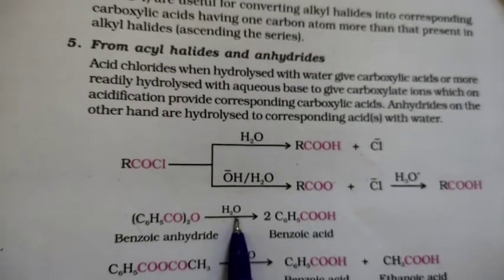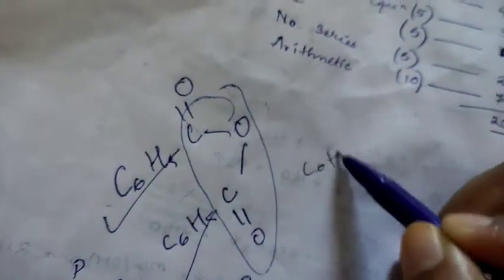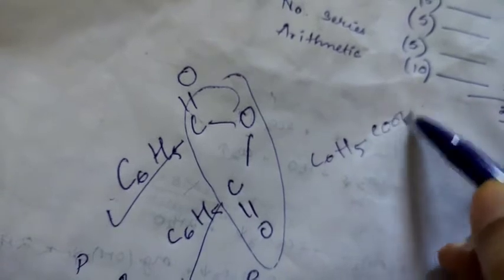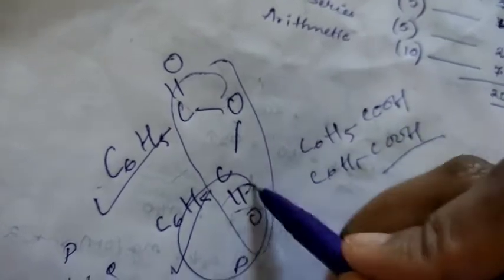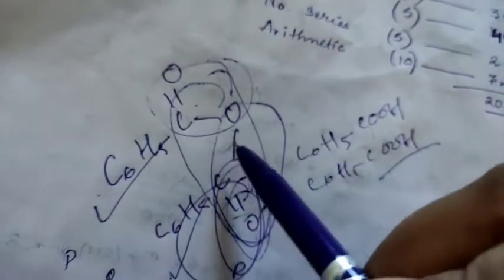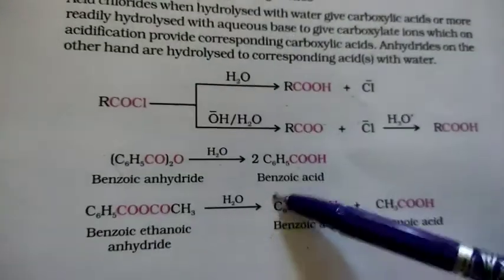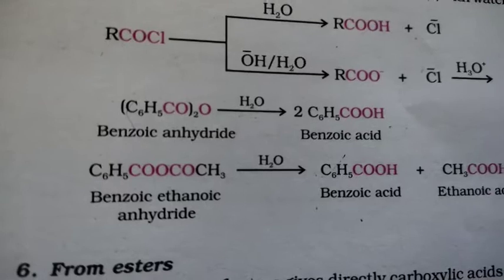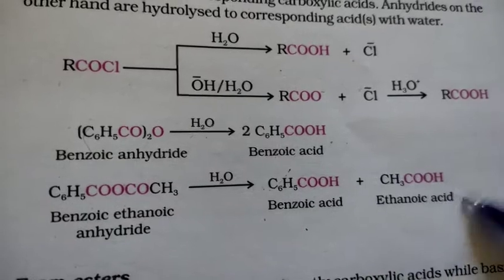Okay, so water. Now which portion will undergo the change? Obviously you see here, this is the anhydride portion, right? This is first, this is second. So from here you will get C6H5COOH, and from here also you will get C6H5COOH, because this is the portion of the functional group. Here another carbon also has the functional group attached, so from here also it will change. So you will get two molecules of benzoic acid. Let us take benzoic ethanoic anhydride. Here you will get benzoic acid and here ethanoic acid. Clear?